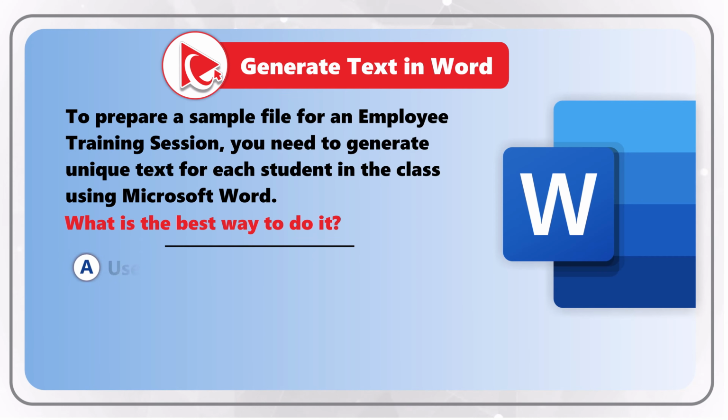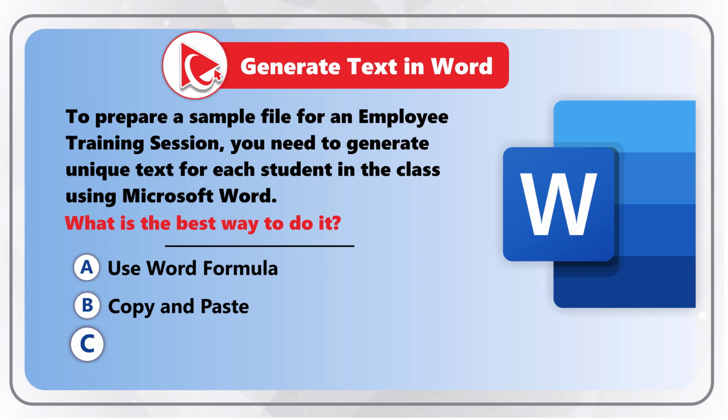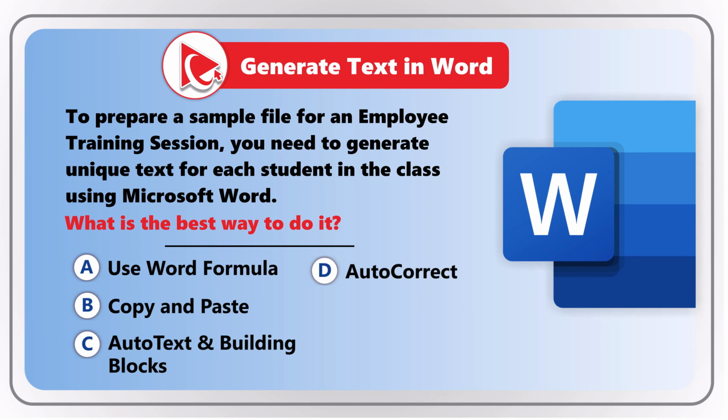Choice A, use word formula. Choice B, copy and paste. Choice C, auto text and building blocks. Choice D, autocorrect. And last but not least, choice E, mail merge. Take a close look to see if you can come up with the solution. Tricky question, don't you think so?